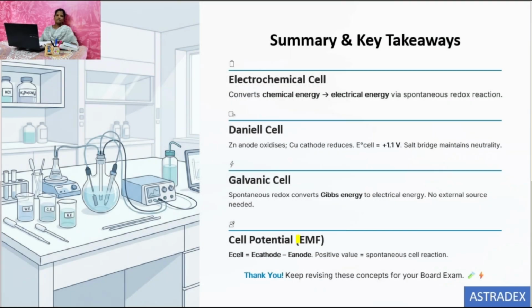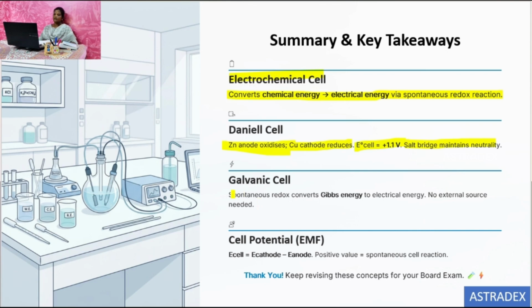So that's all. We are nearing the end of the session. So what are the concepts we learned in this class? What is an electrochemical cell, which converts chemical energy into electrical energy via spontaneous redox reaction. What is Daniel cell? It has two electrodes, zinc and copper, where zinc undergoes oxidation, which is the anode, and copper is the cathode, which is undergoing reduction. And what is the EMF of the cell? 1.1 volt. What is the use of the salt bridge?